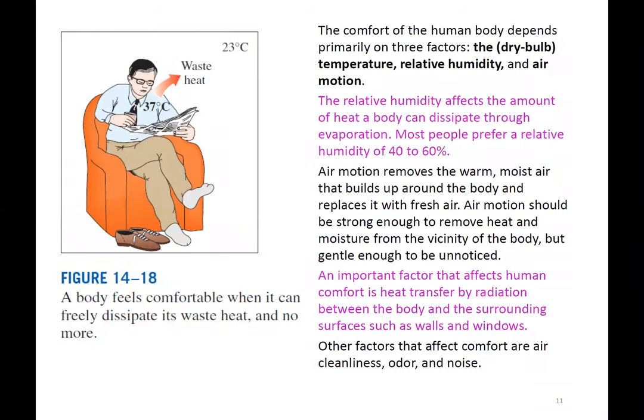All right, then, human comfort. There are primarily three things that people like. There's a certain dry bulb temperature. Think about the room where you just set your thermostat; that's the dry bulb temperature, right? There's a certain amount of relative humidity we like, right? There's also a certain amount of air motion. Most people prefer 40 to 60% relative humidity. They want a certain amount of air motion to remove the moist air that builds up, replacing it with fresh air. Okay.